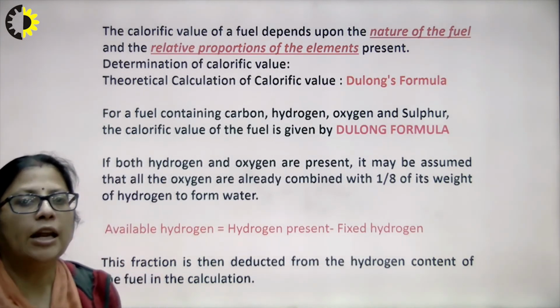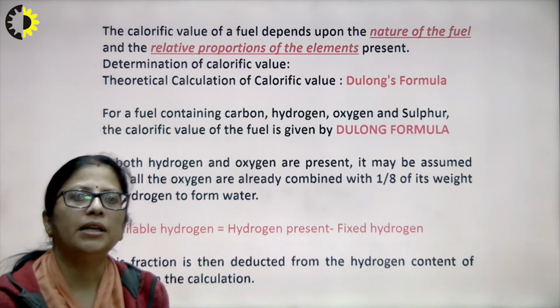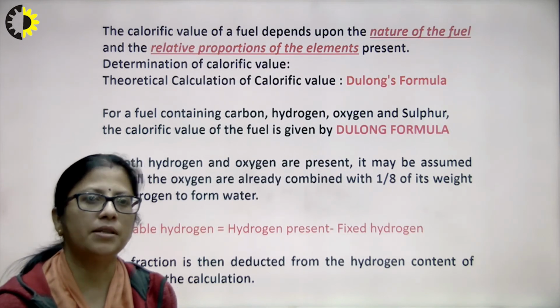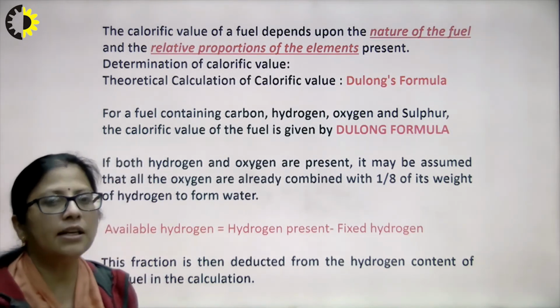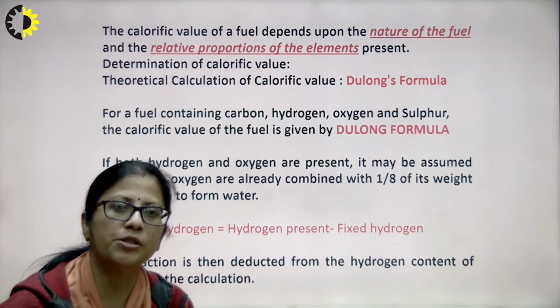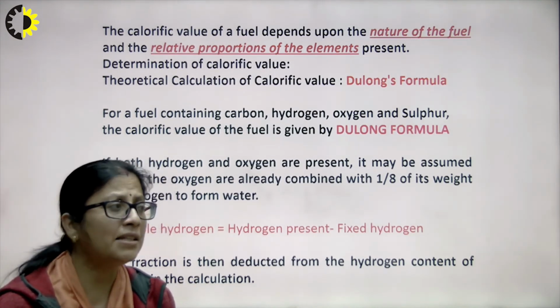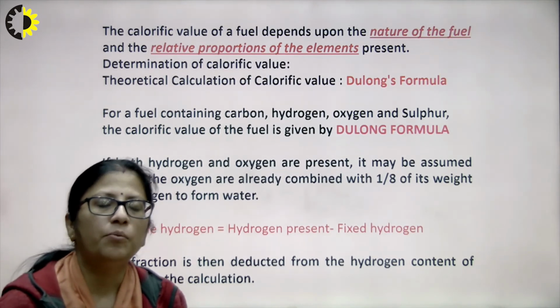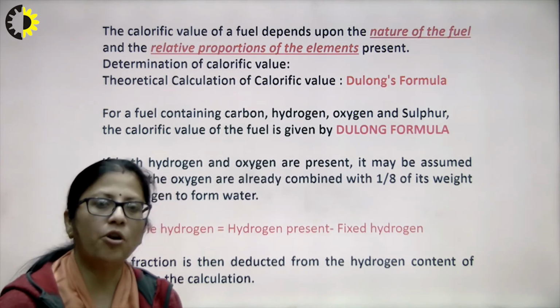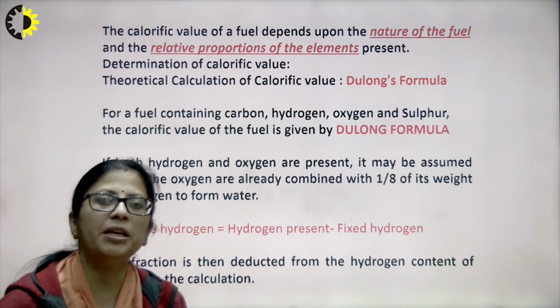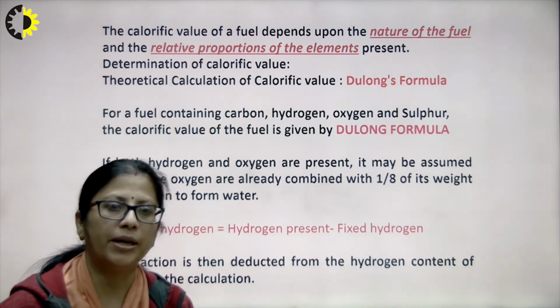Now, the calorific value of a fuel depends upon the nature of the fuel and the relative proportions of the elements present. We can do the theoretical calculation of the calorific value also by using Dulong's formula. For a fuel which contains carbon, hydrogen, oxygen and sulfur, the calorific value of the fuel can be given by Dulong's formula.